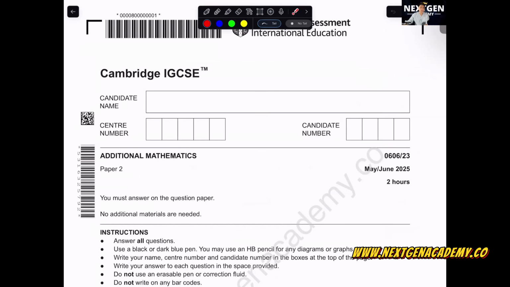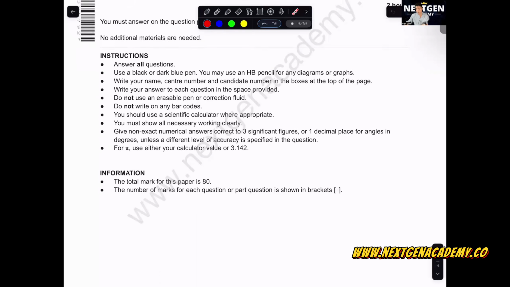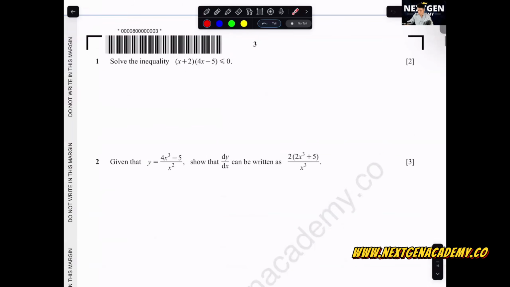Take out your calculator. Number one, take out your calculator. Make sure you know what mode you're in also. If you don't know what mode you're in, just reset your entire calculator first. Press Shift 9, Shift 9 equal, so you don't store any values inside. This is a 2 hours paper. We shall jump straight to the first question.